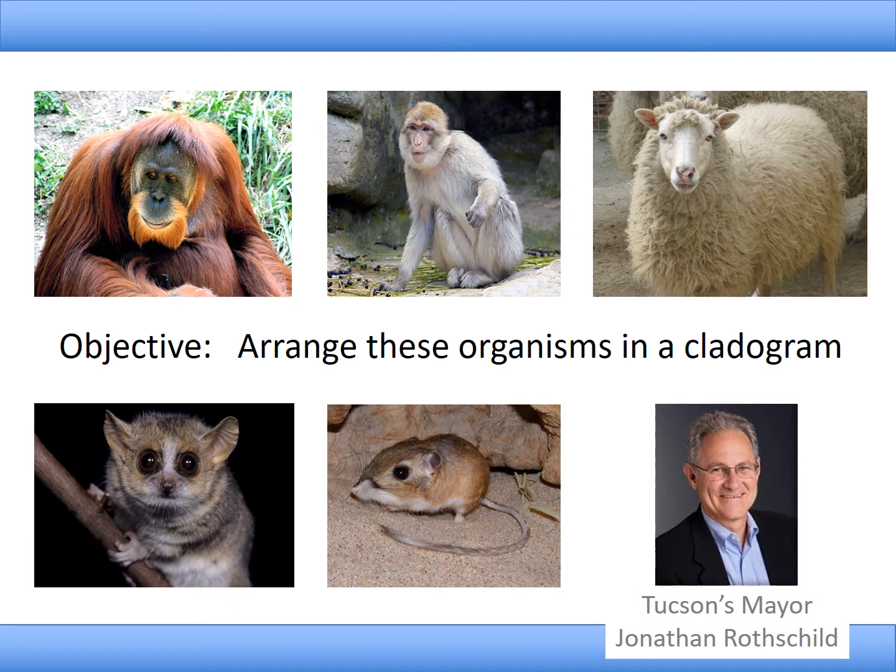Then there's a sheep. Below the sheep is obviously a human, and that's Tucson's mayor, Jonathan Rothschild. To his left is a kangaroo rat, which is a rodent. And then in the bottom left-hand corner, that is a mouse lemur. And you may or may not know anything about these species, so when you're doing your lab, just make your best guesses. And then I'll have to tell you what the correct answer is. Maybe in the next video I'll reveal which sequence belongs to which animal.